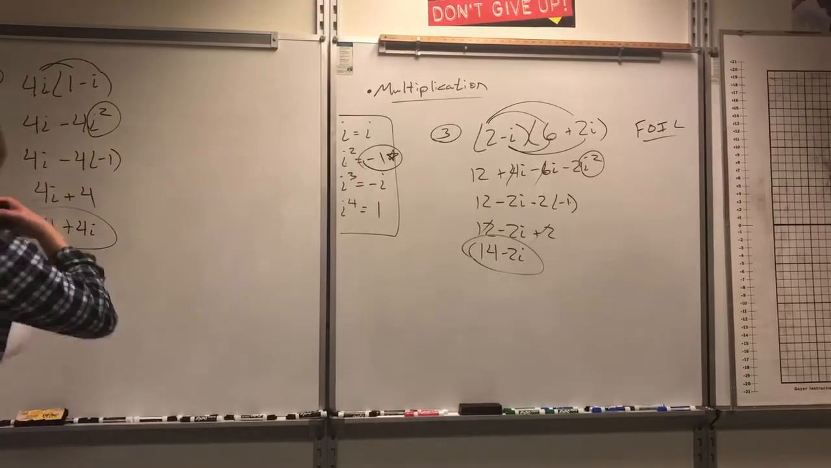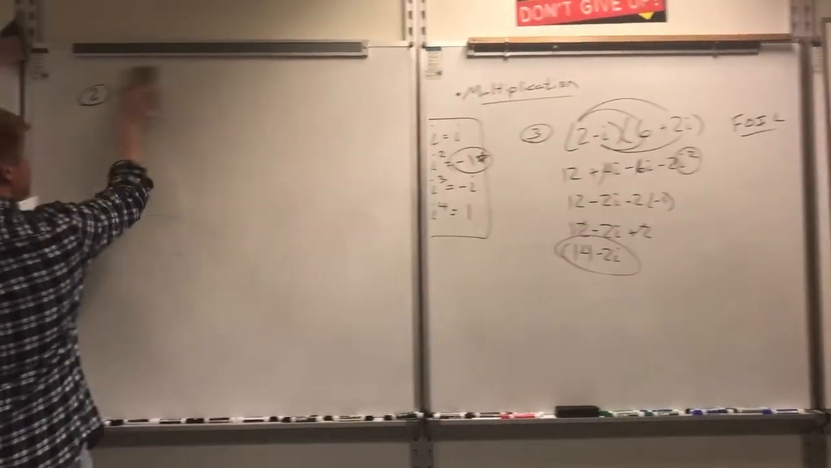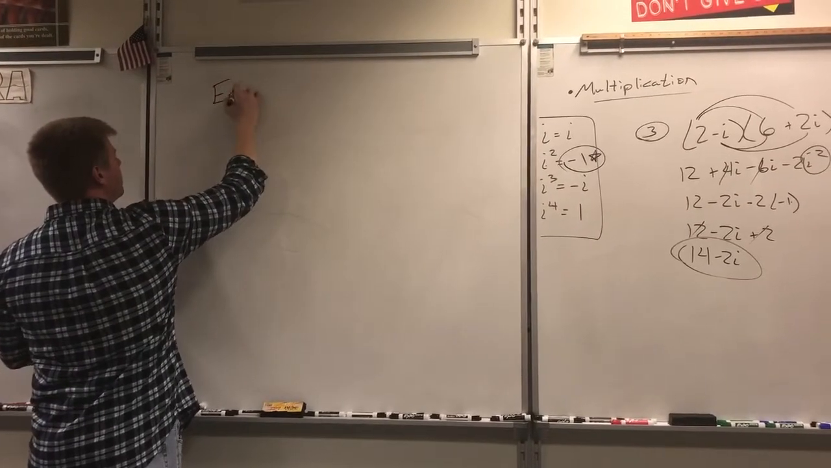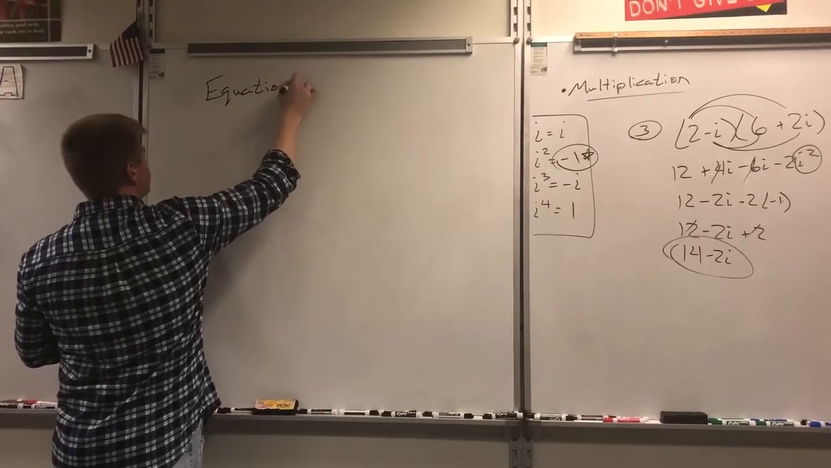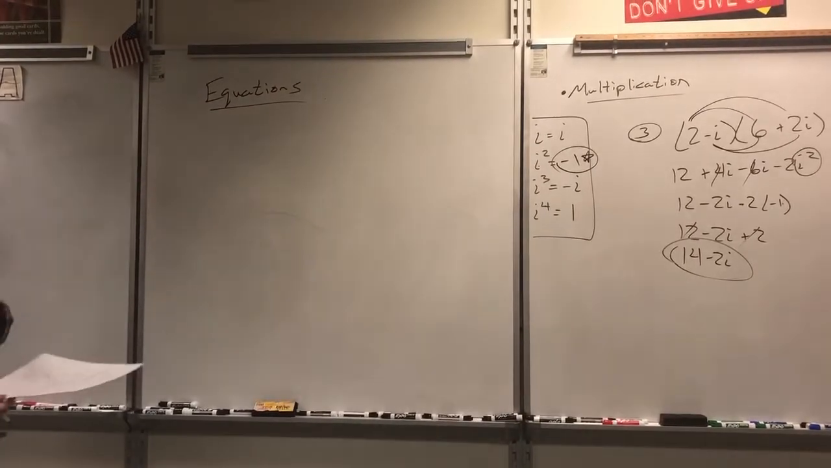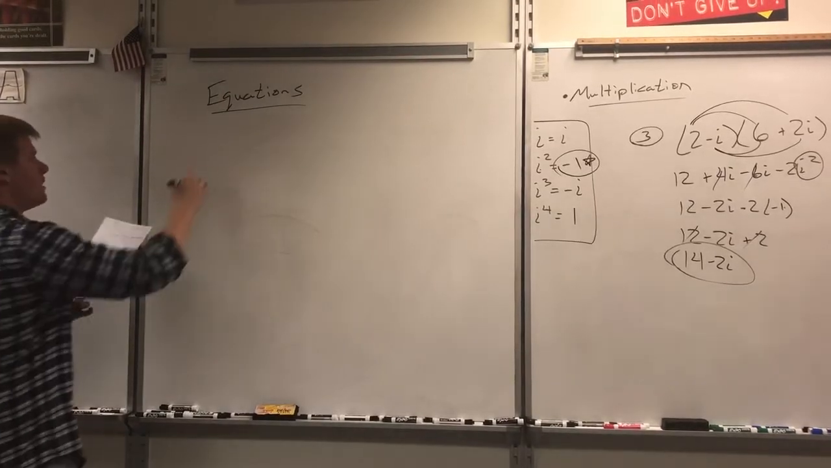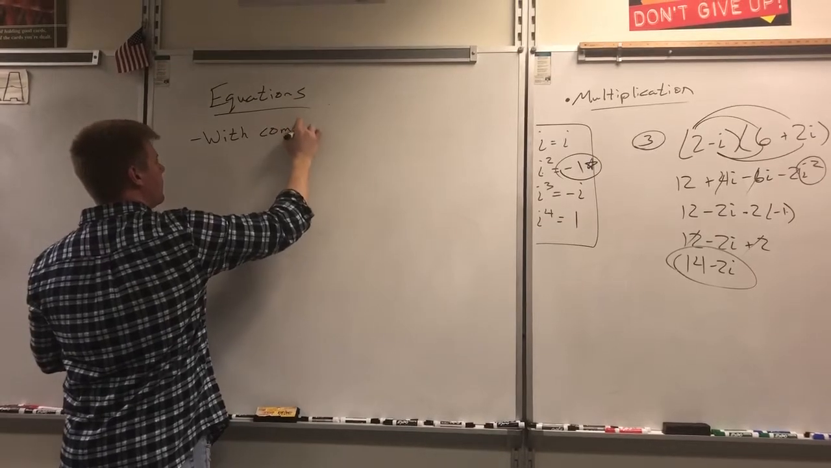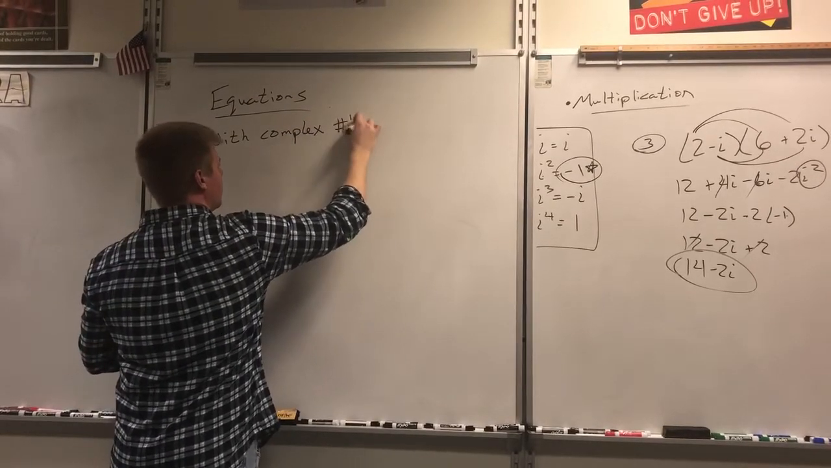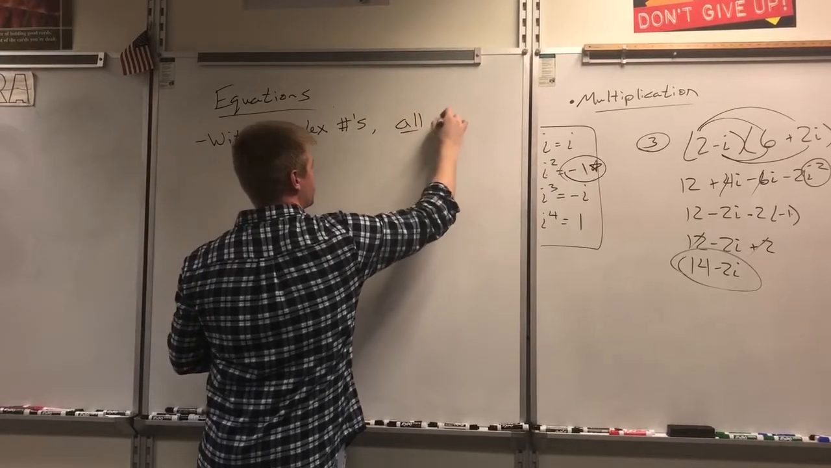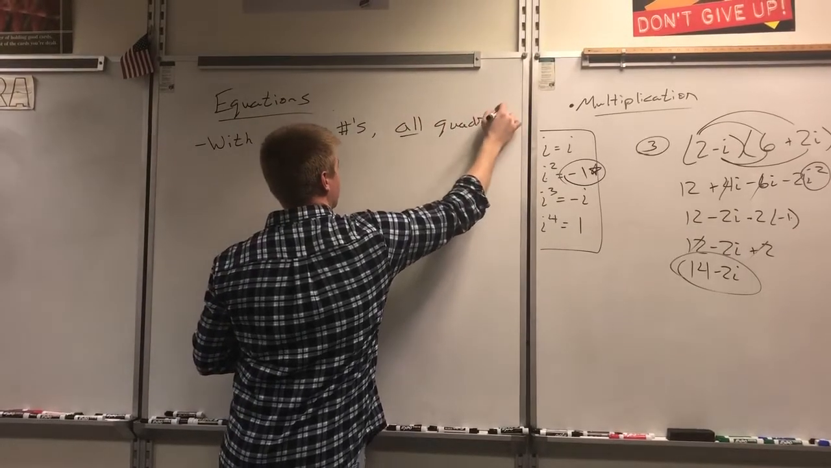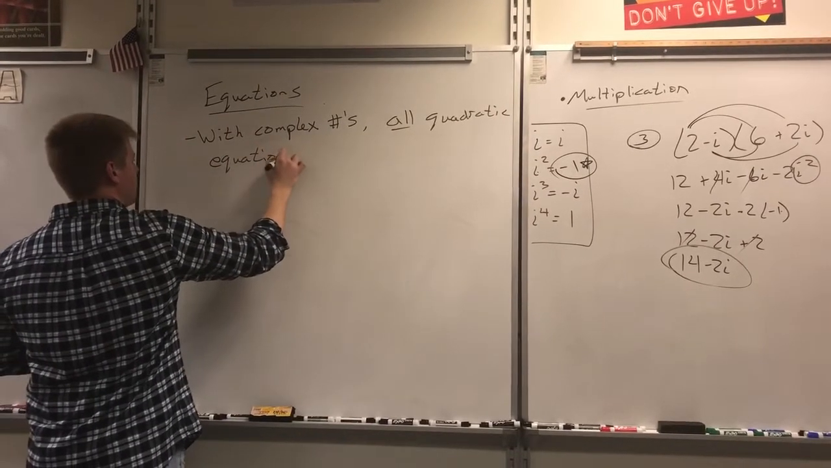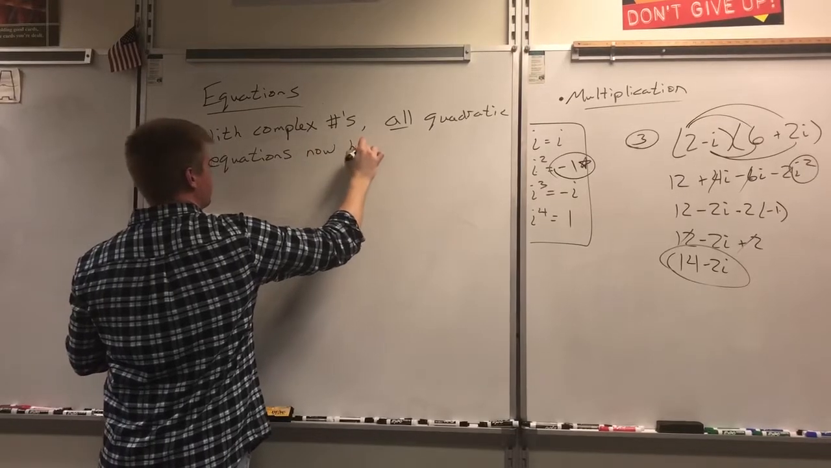Okay, so the final bit, I guess the biggest use of complex numbers, is that we now use them in solving equations. Very similar to what I showed at the very beginning of the notes with that x squared equals negative 4 equation. With complex numbers, all quadratic equations now have solutions.